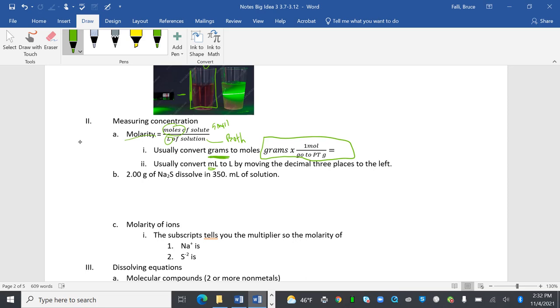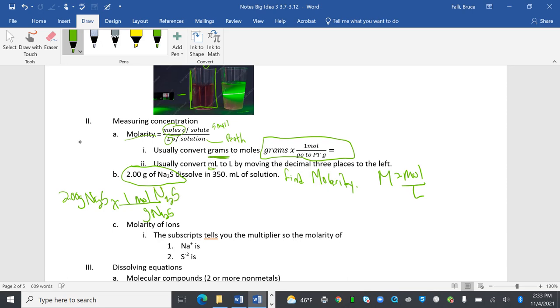So 200 grams of Na2S dissolve in 350 milliliters of solution. Find the molarity. So molarity equals moles over liters, and that's my goal. But first, I have to convert grams of Na2S into moles. So 200 grams of Na2S times 1 mole of Na2S over grams of Na2S. Little g stands for grams, and little g stands for go to the periodic table.